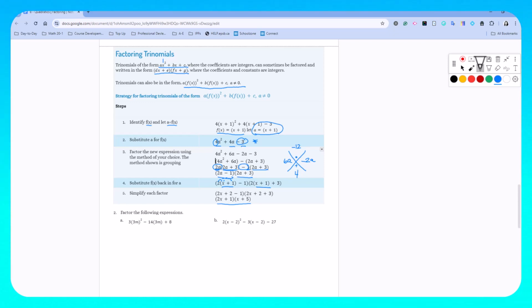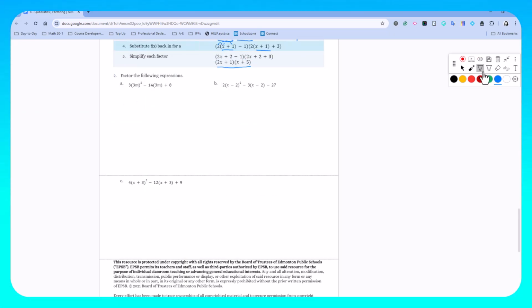So let's go ahead and do a little bit of practice with the next two examples. For this example right here, let's say a equals 3m. So I make my substitution.